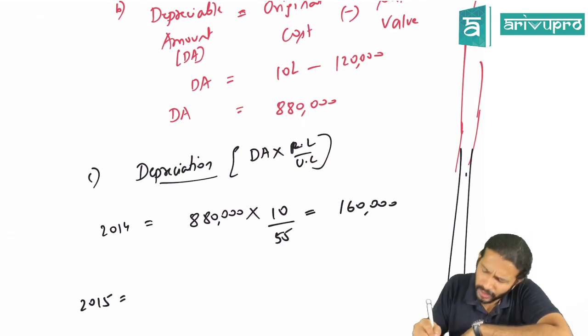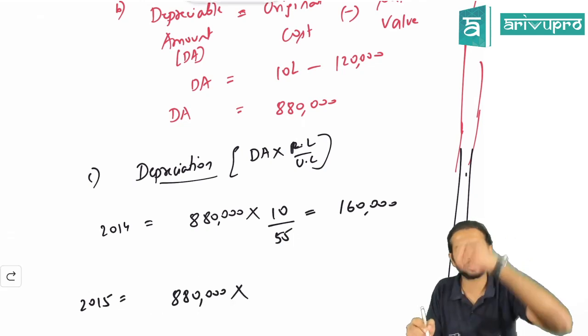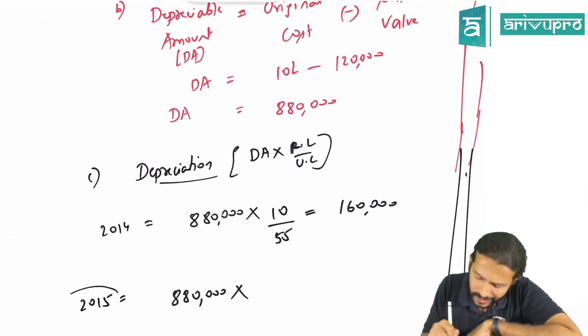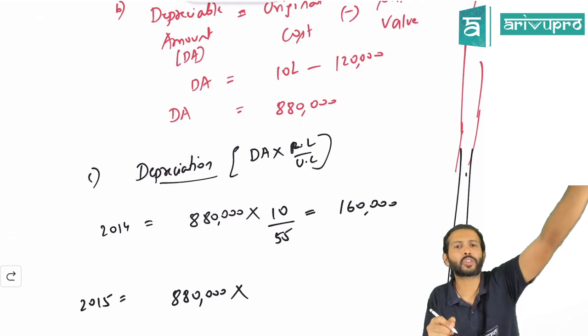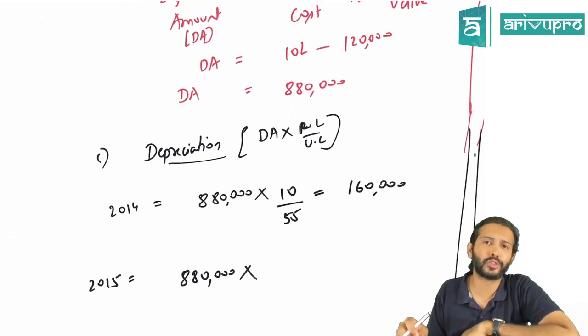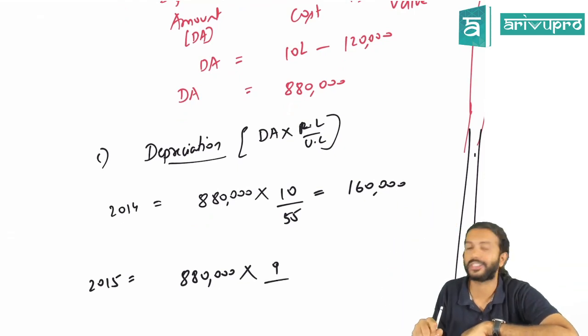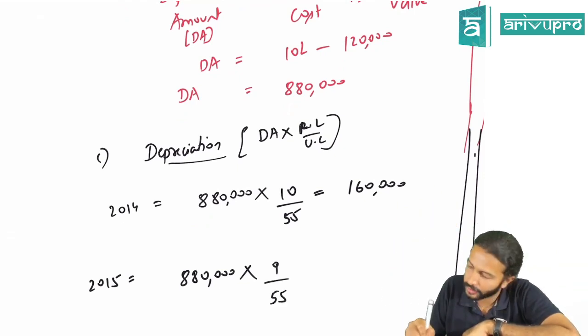2015, same formula. DA is still 8,80,000. 8,80,000 is the depreciable amount. You are in the second year now. One year has already passed. How much is the remaining useful life? 9 years, divided by the total life, which is 55.